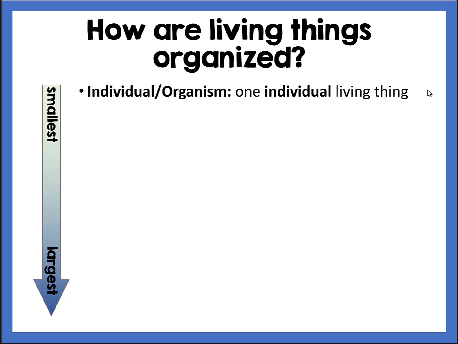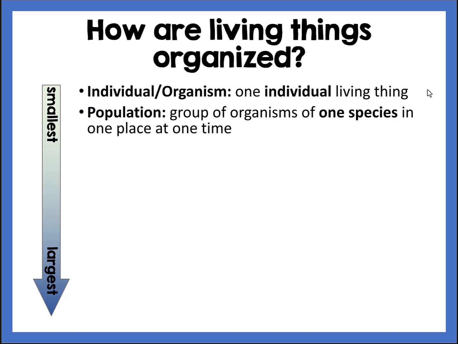So obviously we start with one individual or one organism being the smallest category here. And then a population is a group of organisms of one species in one place at one time. So an individual organism is part of a species, which we've discussed is a group of organisms that can interbreed. And a population is then a group of one species in one place at one time. So how many carp are living in a lake at a certain time? That's a population.